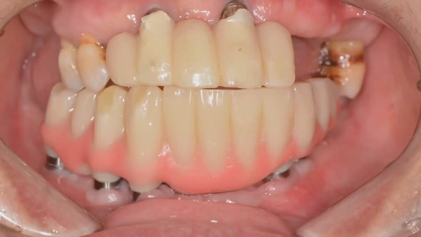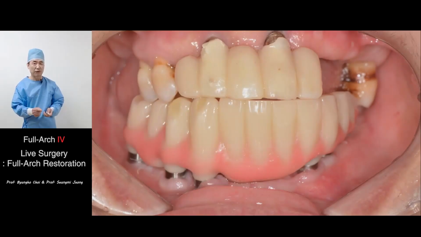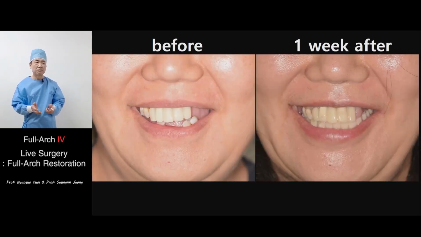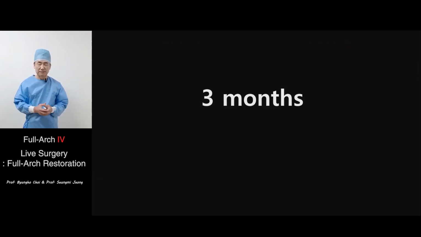This is the second provisional prosthesis placed in the patient's mouth. 6 implants were placed as planned. Look here, before and 1 week after the operation. She was happy with the prosthesis. 3 months later, we are going to make a final prosthesis for the patient.